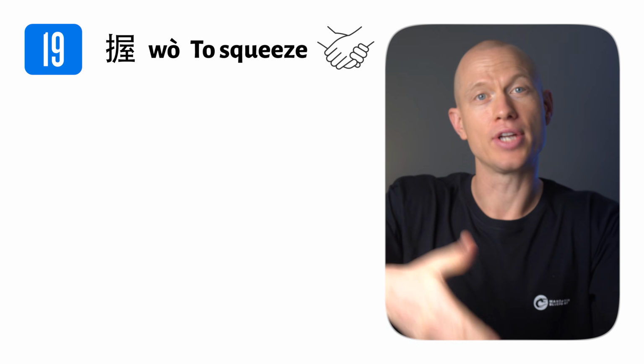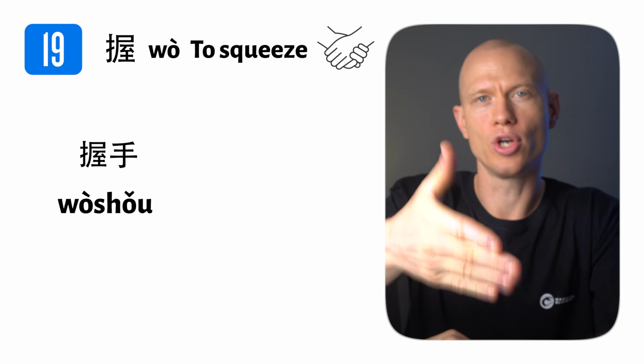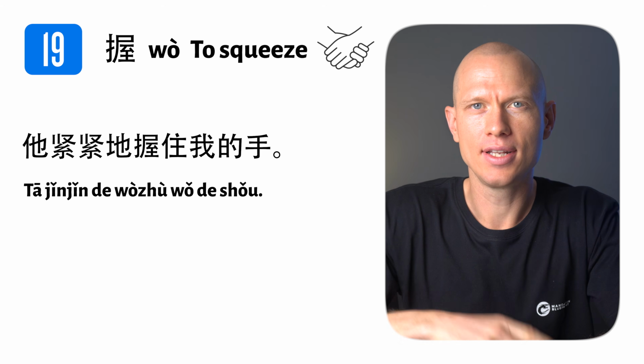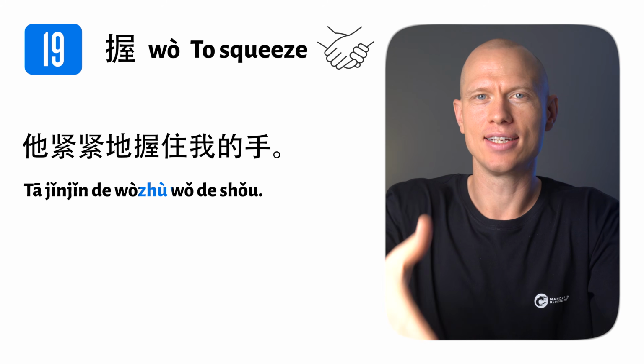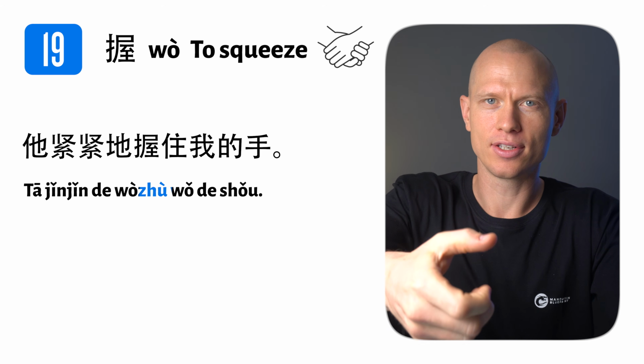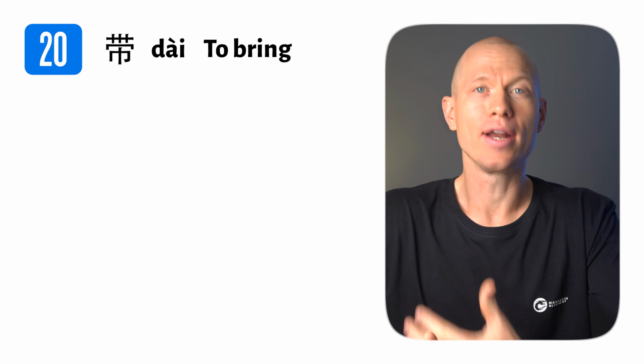So I've got you by the 把柄. Next up, very similar to 抓 is 握. 抓 is more like a quick grab, whereas 握 is like squeezing when you shake someone's hand. In fact, that's probably how it's most commonly used. 握手 is to shake hands. 他紧紧地握住我的手. There's that 住 again, saying that he didn't just shake my hand, he grabbed it and he held on for a moment.